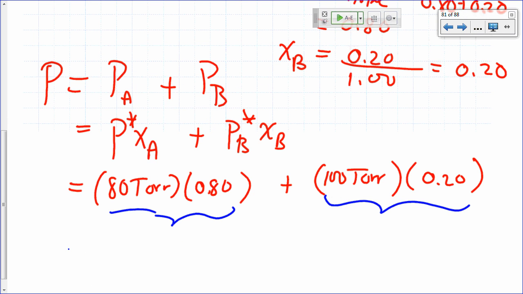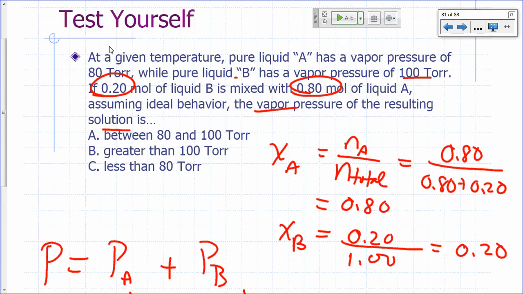And so what's the total pressure here? Go ahead and calculate that, and I'll collect the answers A, B, and C. Is it between 80 and 100 torr? Greater than 100, or less than 80? Ready? Or do you need time?